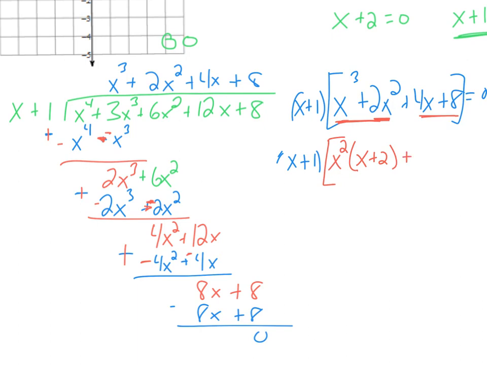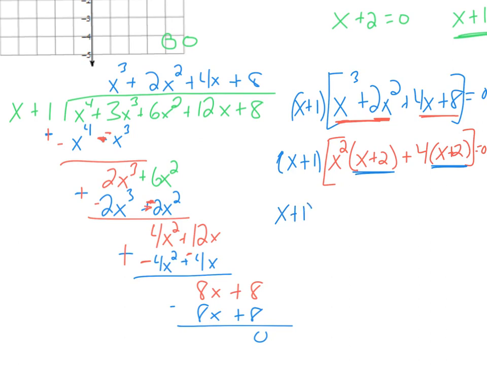So what can we take out of both the 4x and the 8? We can take out a 4. So we pull that 4 out, and conveniently, and not coincidentally at all, we're left with an x plus 2 inside. That's supposed to happen. So now you're supposed to look at it and say, what's common? Well, both parts here have an x plus 2. So now I'm going to pull that x plus 2 out.